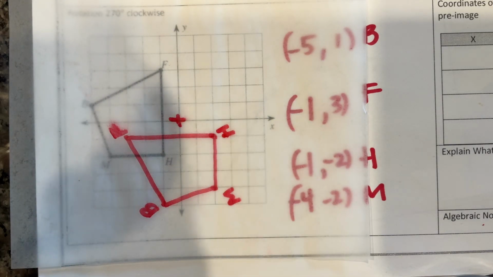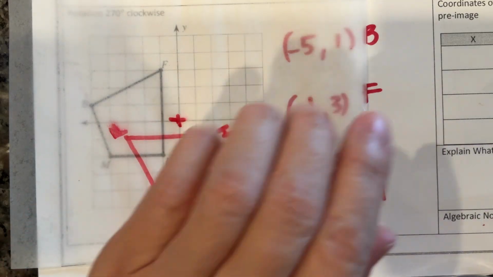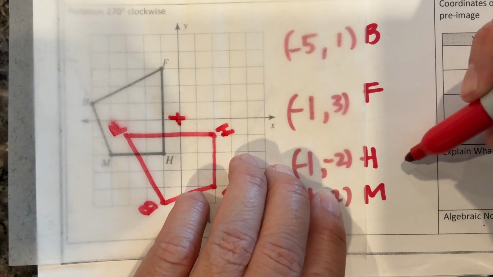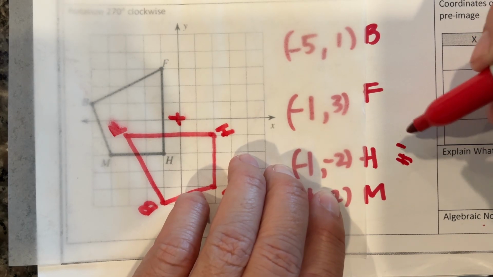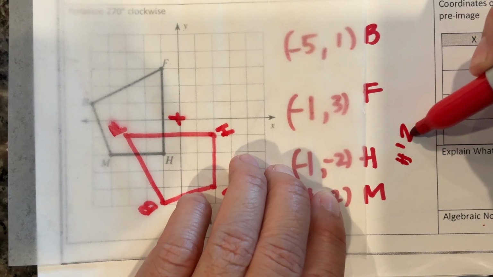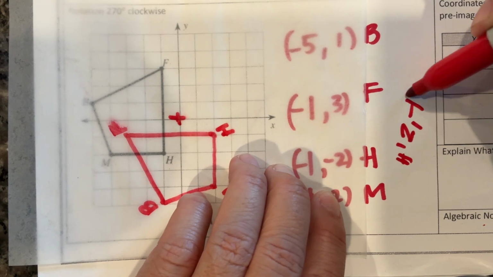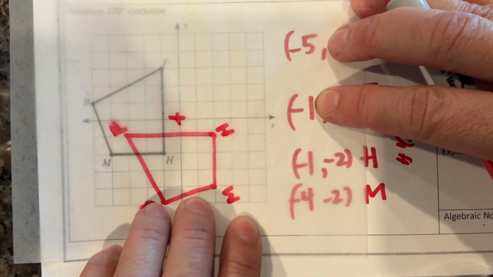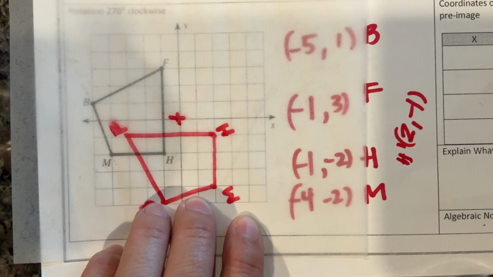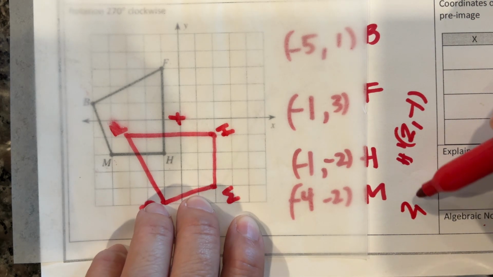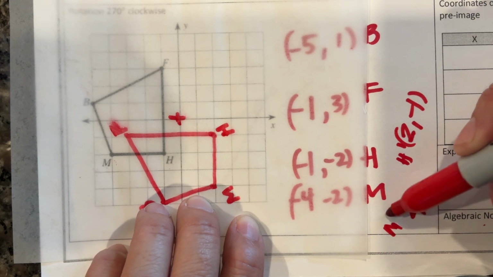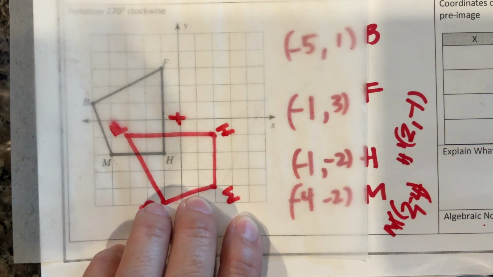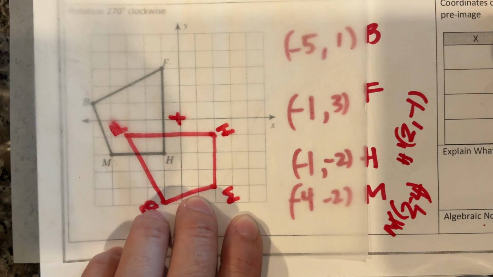So for H, it's 2, -1, H prime. Would be 2, -1. And then for M, it's actually 2, -4. This is prime because it is the image. And I apologize, this is probably the worst video because I don't have something to hold it and I'm kind of on my own here.